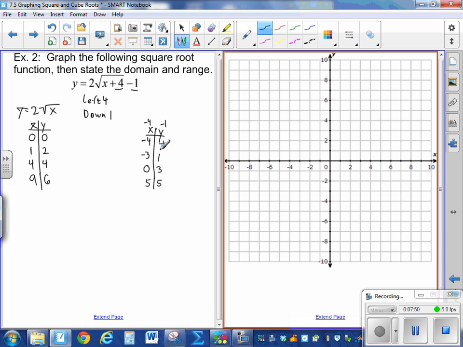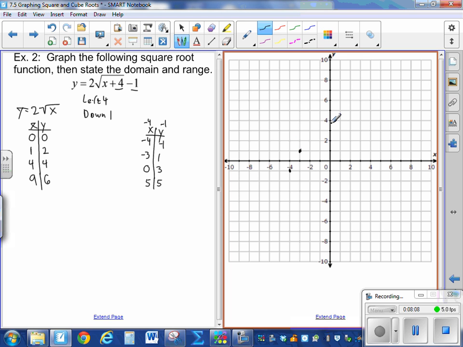Okay. So first point is negative 4, negative 1. So negative 4, negative 1 is right here. Then you got a negative 3, negative 1. So negative 3, I'm sorry, negative 3, positive 1. So negative 3, positive 1 is right here.